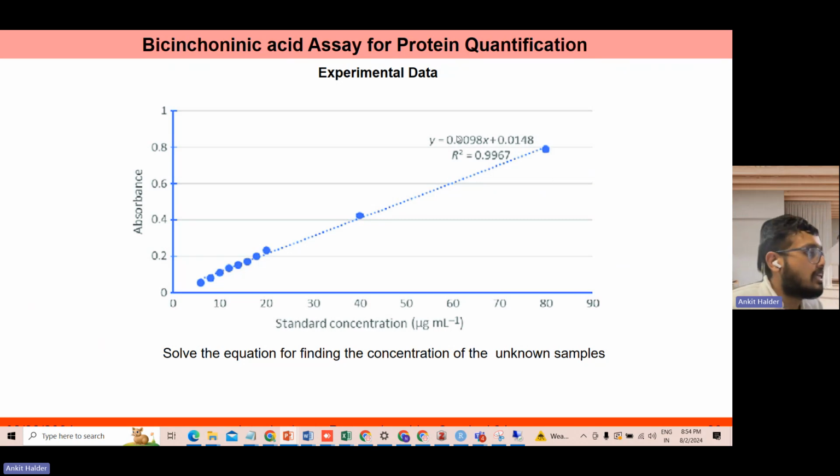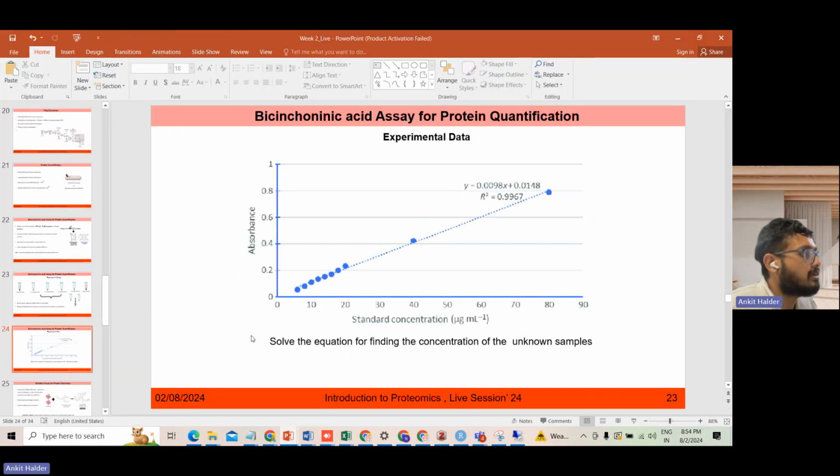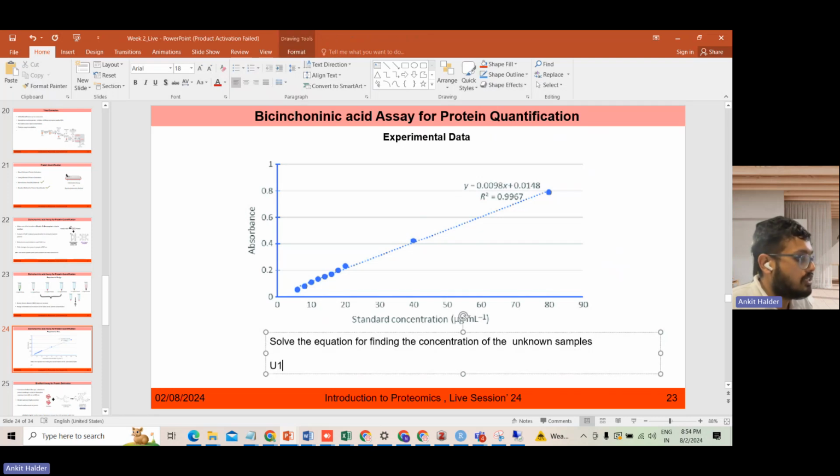So now, would anyone like to tell how you will be solving for an unknown y? For instance, for unknown sample one, can you just do a quick math and let me know the answer? U1's absorbance, this is the unknown sample one, observed is 0.6.